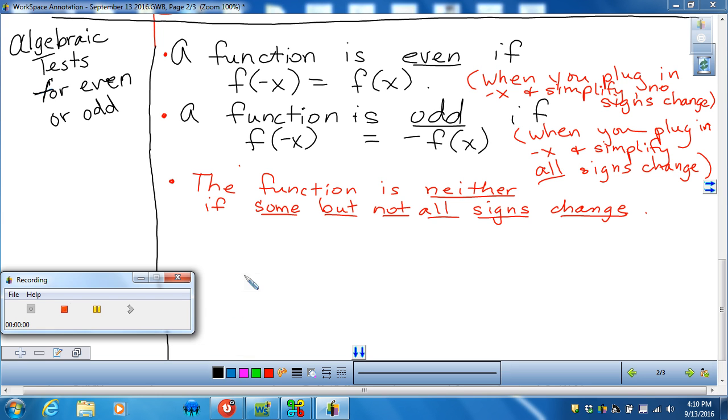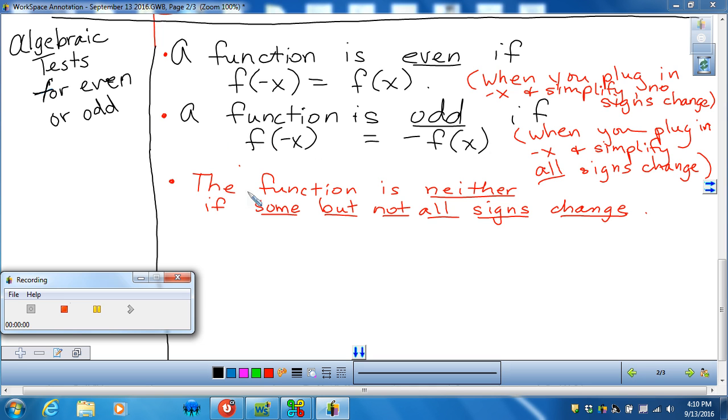Okay, we also have algebraic tests for determining whether a function is even or odd or neither. The first one is for even. A function is even if f of negative x is equal to f of x. Basically, this means that when you plug in negative x and you simplify the function, none of your signs change.